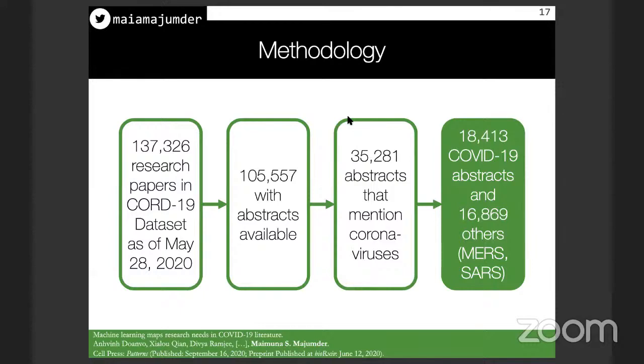To save computing time, we decided to restrict our analysis to abstracts, and of the research papers in the dataset, about 100,000 had abstracts available for analysis. Among these, about 35,000 mentioned coronaviruses explicitly in the abstract, indicating that the paper itself was about coronaviruses rather than simply referencing coronaviruses in passing or on the citation list. Over half of these coronavirus abstracts were about COVID-19. The remaining fraction referenced other coronavirus diseases, like MERS and SARS, instead.